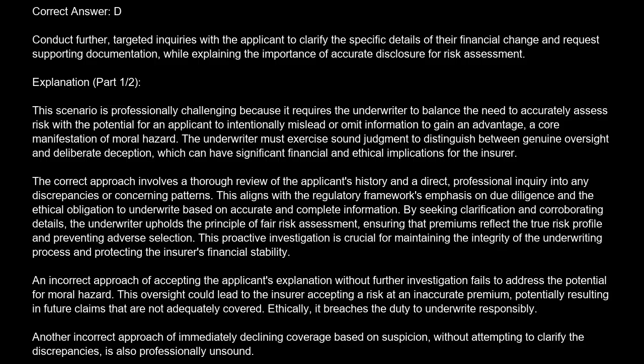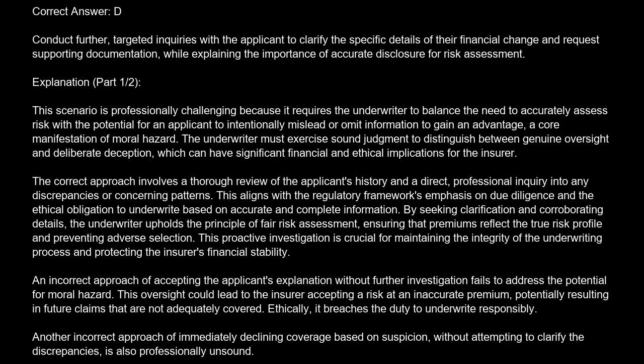Explanation. This scenario is professionally challenging because it requires the underwriter to balance the need to accurately assess risk with the potential for an applicant to intentionally mislead or omit information to gain an advantage, a core manifestation of moral hazard. The underwriter must exercise sound judgment to distinguish between genuine oversight and deliberate deception, which can have significant financial and ethical implications for the insurer.